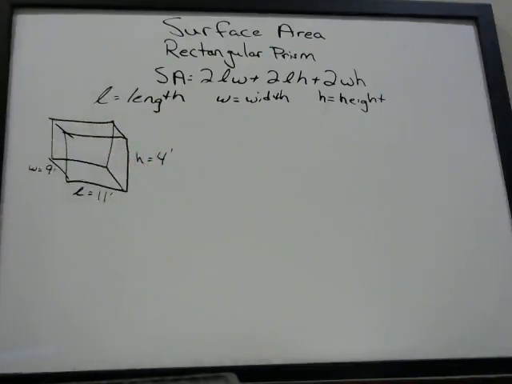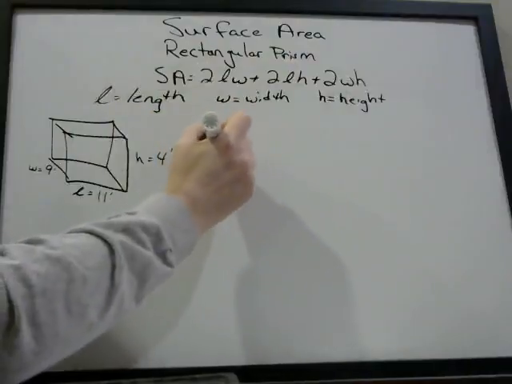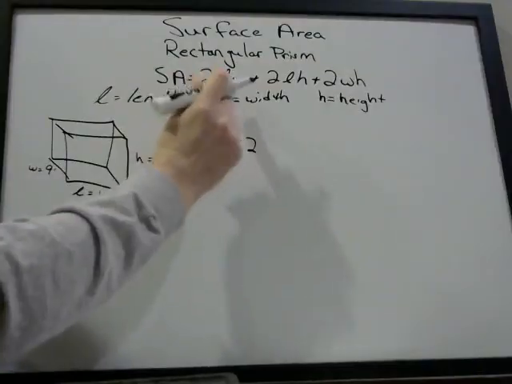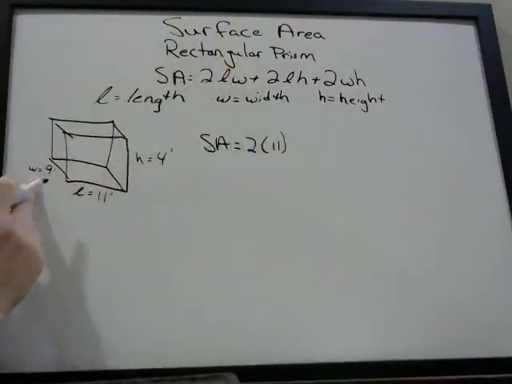So we're just going to follow the formula. Now we have the length, the width, and the height, so we're just going to plug those numbers into this formula. Surface area, SA, is 2 times length, length is 11, times width, width is 9.